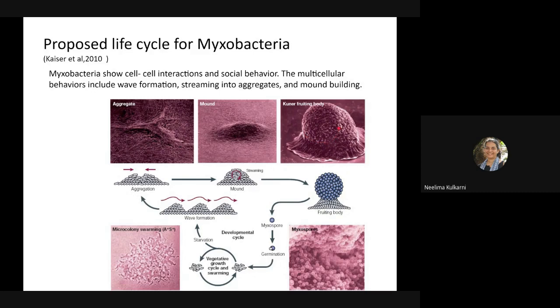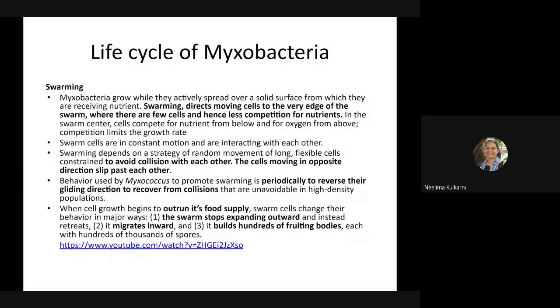So let us now go ahead. I told you that bacteria show swarming. Swarming is seen at the edge of the swarm, that is, the colony which is growing from inside to outside. The cells will migrate from the center towards the periphery, where more ample nutrients will be available, and hence there will be less competition for nutrients at the edge. And the swarm cells are continuously in motion and they interact with each other to avoid collision when two cells are moving in opposite directions.